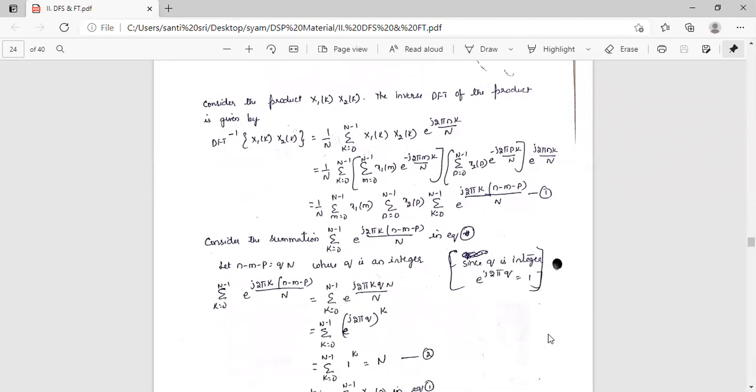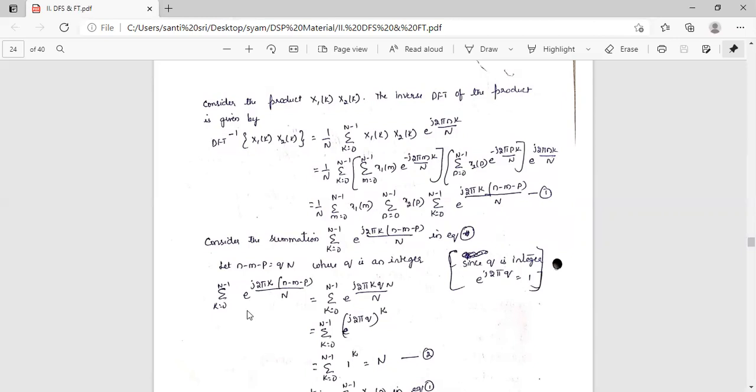Okay, so consider the summation sigma k equal to 0 to N minus 1 e power j 2 pi k into (N minus m minus p) by N in equation 1. So let N minus m minus p be qN, where q is an integer. So it will become qN by N, or N and N get cancelled, so it will become e power j 2 pi k q. So its value is 1, since q is an integer, its value is 1.